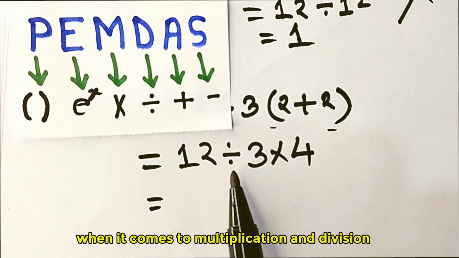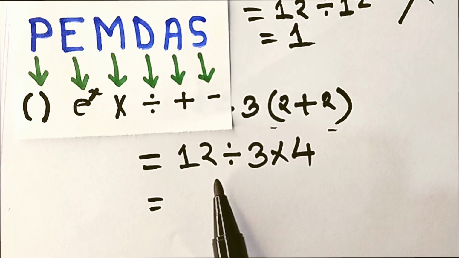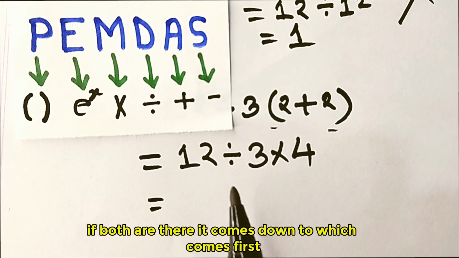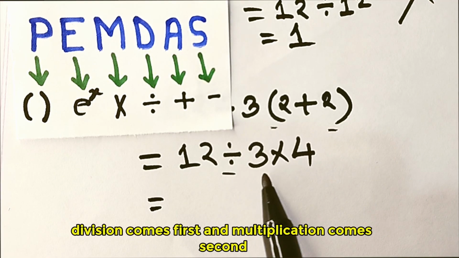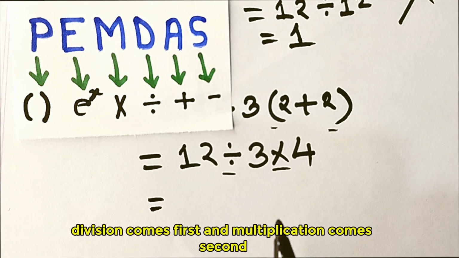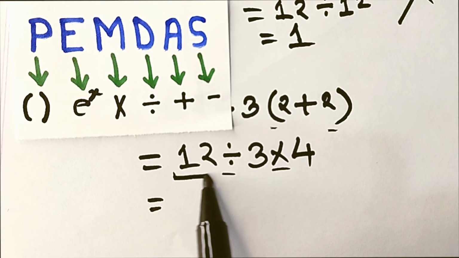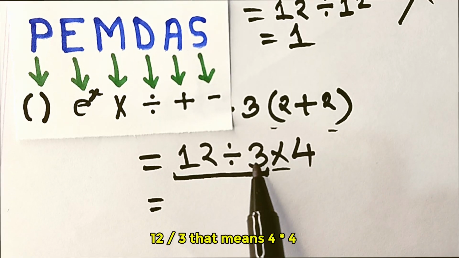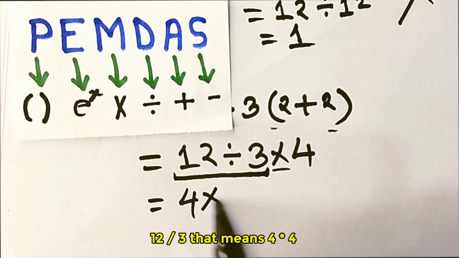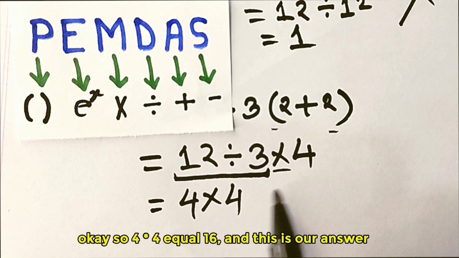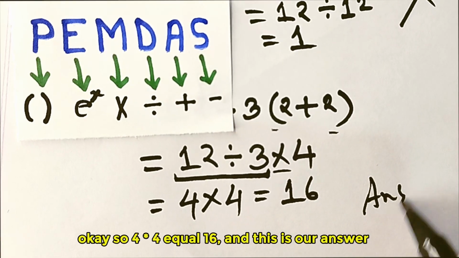When it comes to multiplication and division in a math problem, if both are there, it comes down to which comes first. So there, division comes first and multiplication comes second. So we should do division first. So 12 divided by 3, that means 4, times 4. Okay, so 4 times 4 equals 16, and this is our answer.